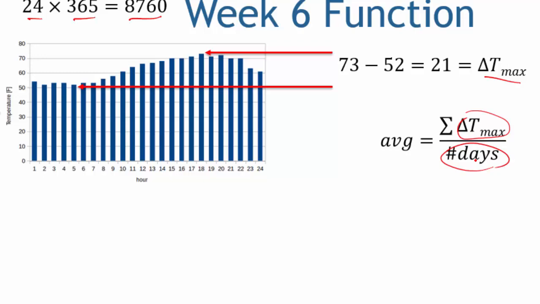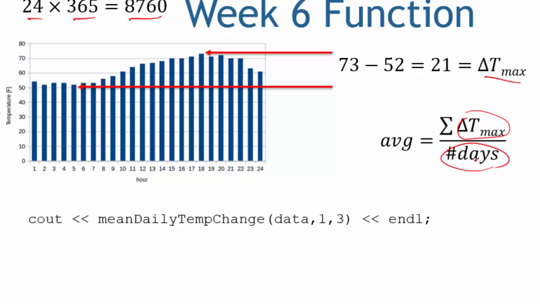Now your function is going to take a range of days, and for each day it's going to have to find the delta T max, and then it's going to take the average of all of those. You're going to be writing an overloaded function. It's going to be able to be called various ways.